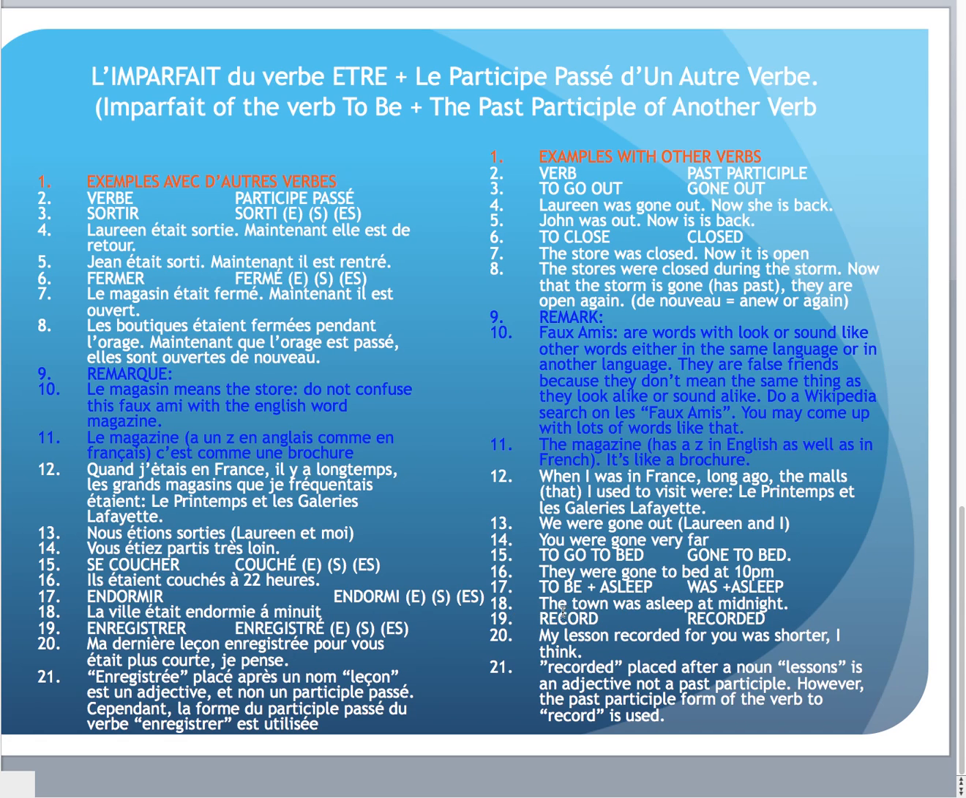Line 18, to the right hand side, the right column. The town was asleep at midnight. Minuit is translated midnight. Now, minuit in French will be 24 heures, because we saw that 10 p.m. is actually 22 heures. So 2 hours later at midnight, it will be 24 heures. But we call that minuit. Midnight will be 12 a.m. So we call that midnight.